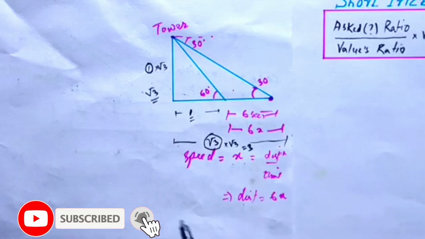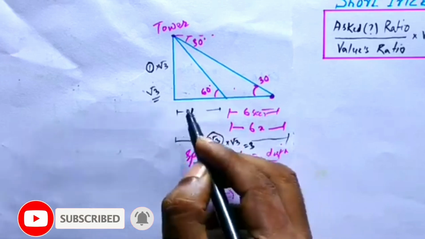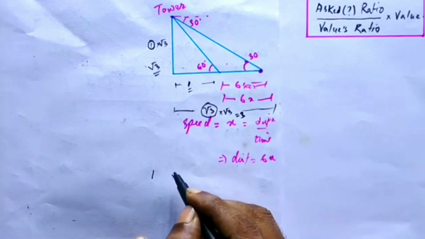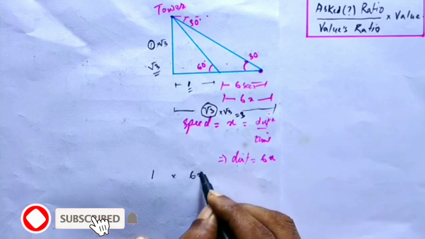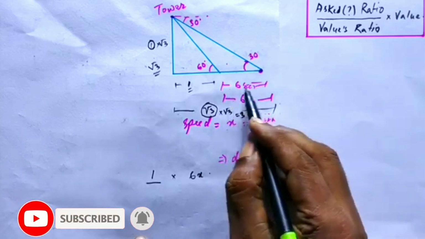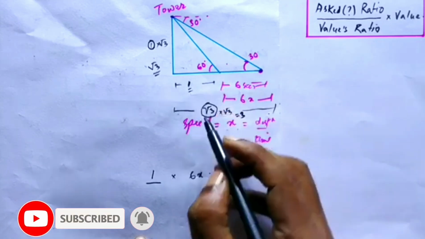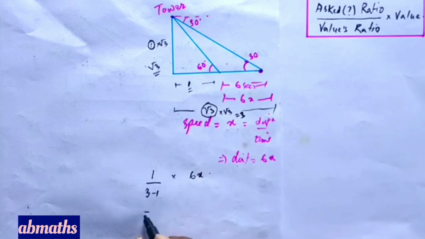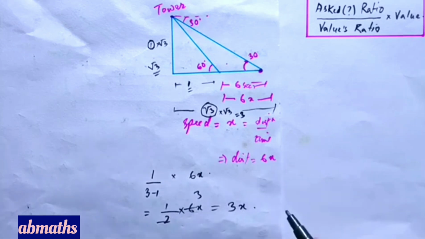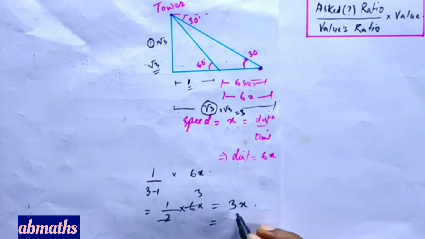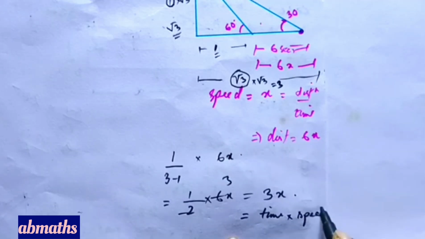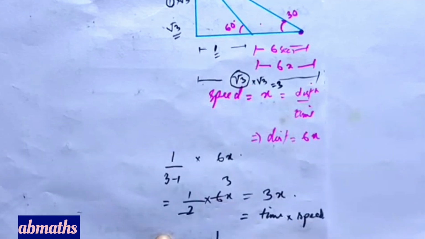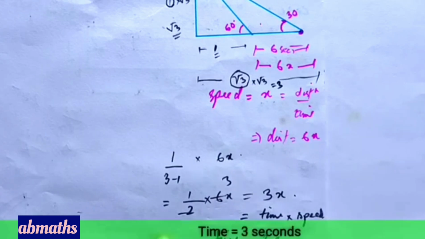So the arcs ratio is 1 here, into the given value 6x, divided by the value of the ratio. This part from here to here, the ratio is 3 minus 1. So 1 is equal to 1 by 2 into 6x. So 2 3s are 6. So it is equal to 3x. x is our speed, 3 is our time. x is our uniform speed. So time taken from here to here is 3 seconds. This is our answer.